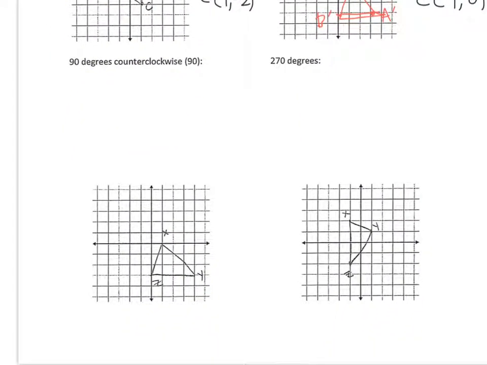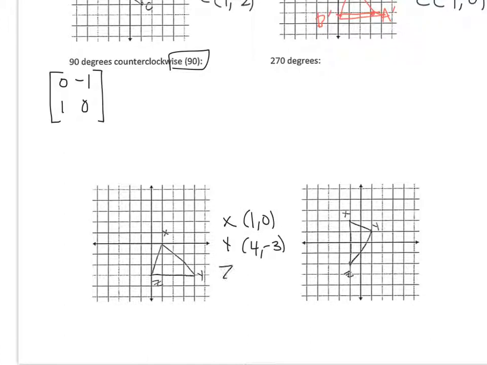So 90 degrees, +90. Okay, so +90 I do 0, -1, 1, 0. Always make sure that you put this on the left-hand side. And then I write that X is 1, 0. Y is 4, -3. And Z is 0, -3. So put the x on the top, the y on the bottom, for each point.